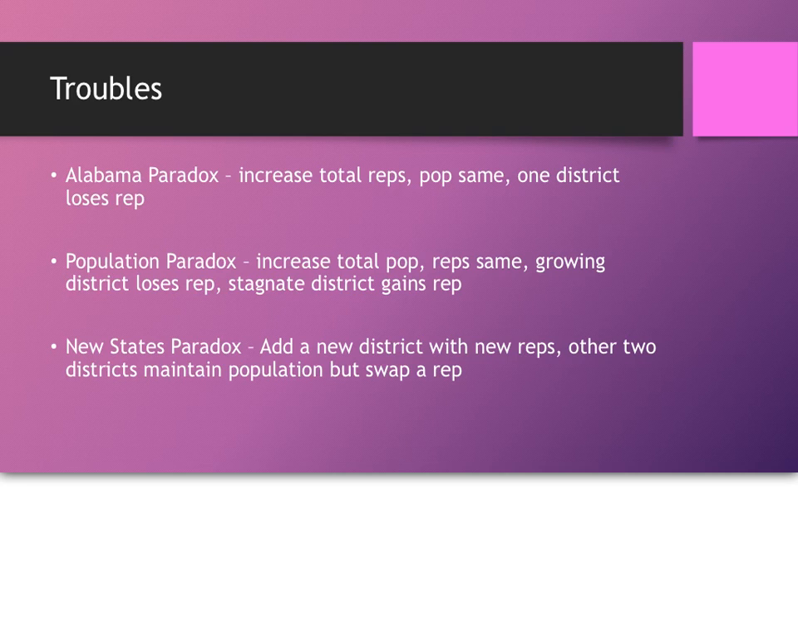Now, one thing that I want to say about Hamilton's method that's nice is that each state is only getting either their lower quota, that's next lower integer, or their upper quota, next highest integer. So one of the nice things about Hamilton's is it's pretty straightforward and you have a systematic approach. The bad thing about Hamilton's is there's the availability of the Alabama paradox, the population paradox, and the new states paradox.